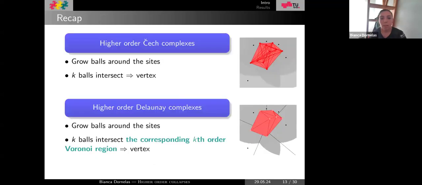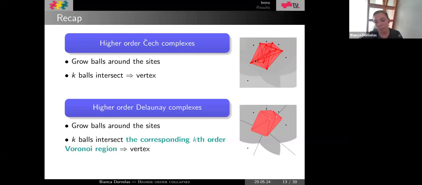So that's the main difference between the two of them. In both cases, we are going to grow balls around the sides, and we are going to look at the intersections of k balls, and we are going to assign to each of these intersections a vertex. However, while for the Čech complex we just straightforwardly take the nerve, for the Delaunay complex we first are going to intersect the k-fold cover with the k-th order Voronoi, and only afterwards we take the nerve.